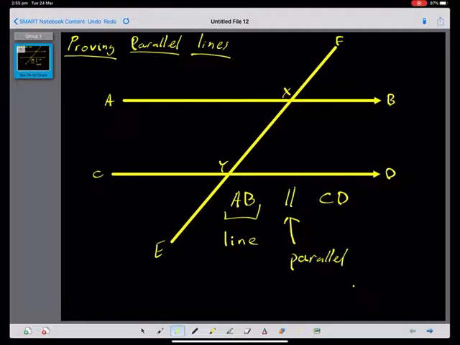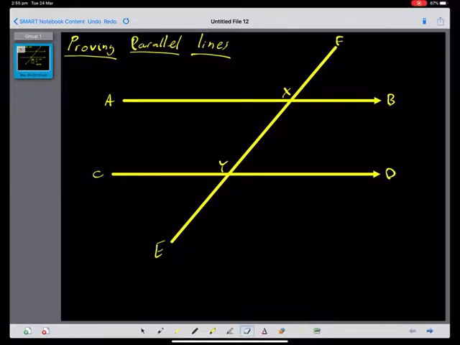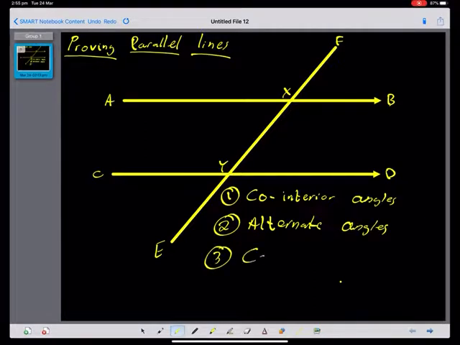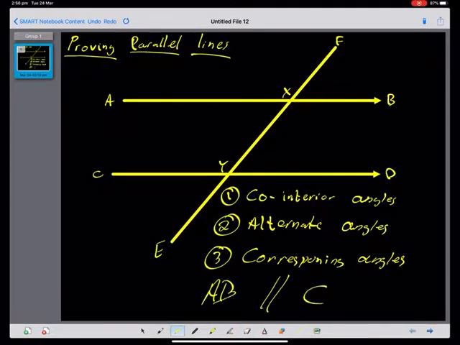There are three ways we can prove if these lines are parallel. The first one is if there are co-interior angles present. The second one is if there are alternate angles. And the third is if there are corresponding angles. If any one of these are present, we can write that line AB is parallel to CD.